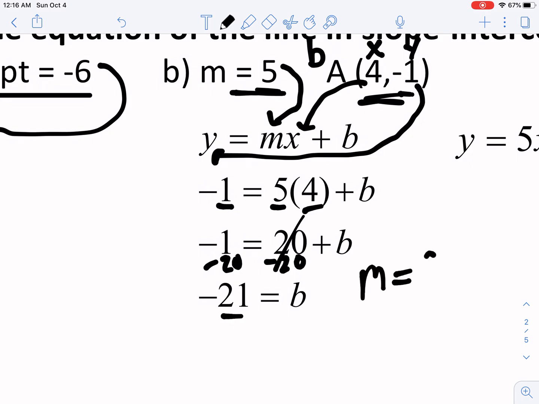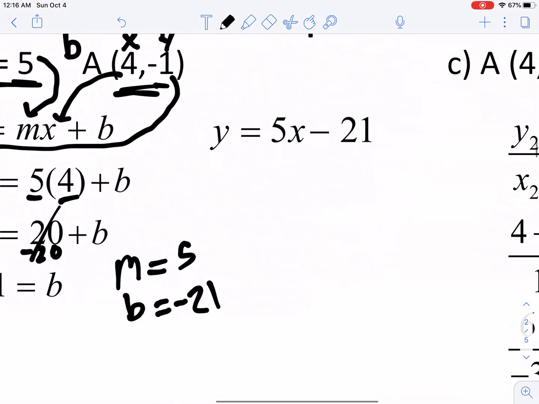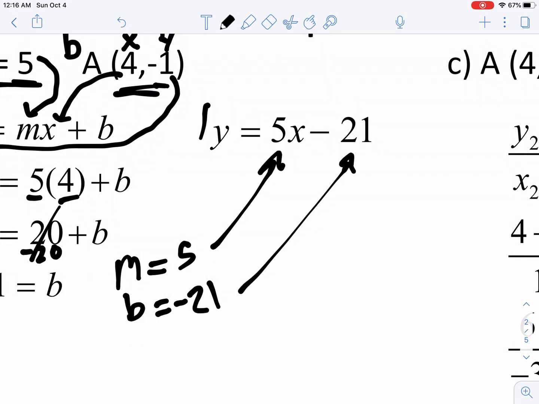So now I have enough information. I know m is 5. I know b is -21. So I can write y equals mx plus b, okay? y equals 5x minus 21. This would be the equation of my line, okay?